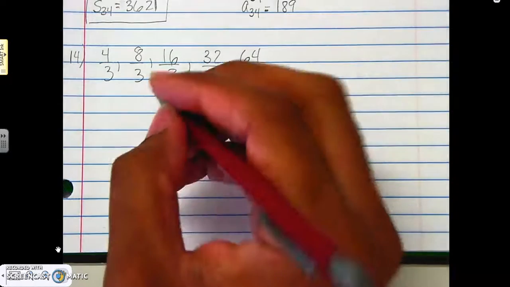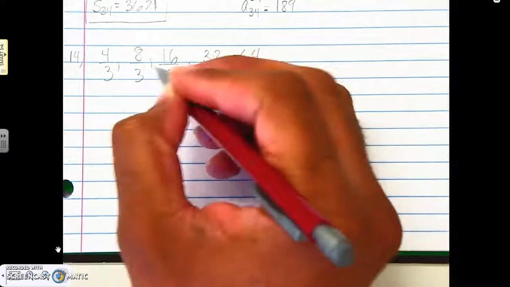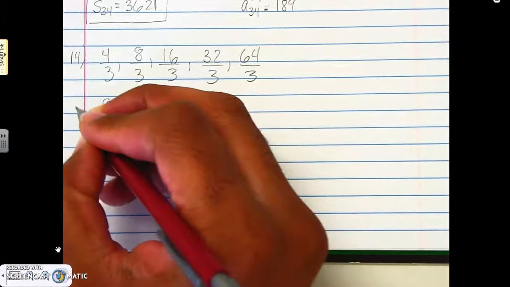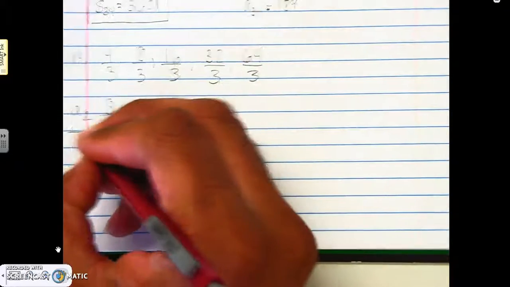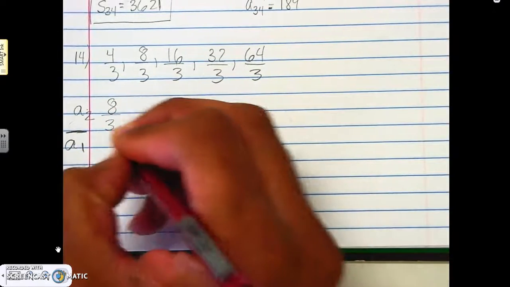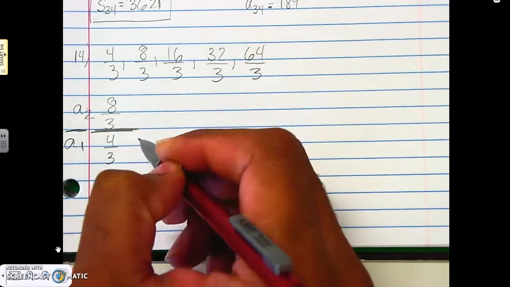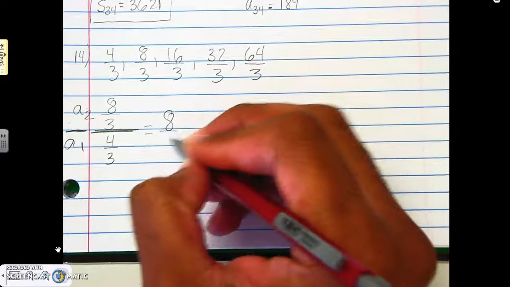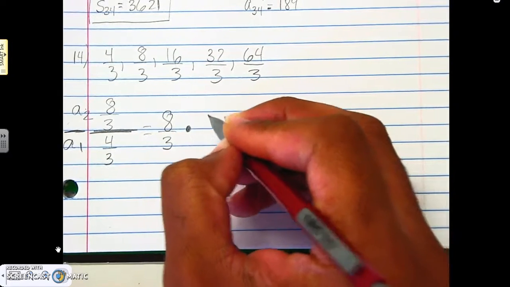So at this point, we're going to find the common ratio by doing A2 divided by A1, and then A3 divided by A2. For those that need to see it, this is A2 divided by A1. And here we do keep, change, flip. So we keep the first fraction, change the division to multiplication, and flip the second fraction.